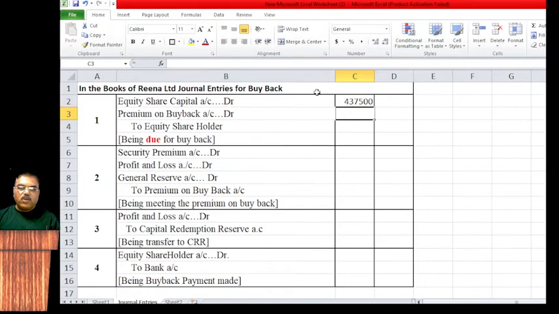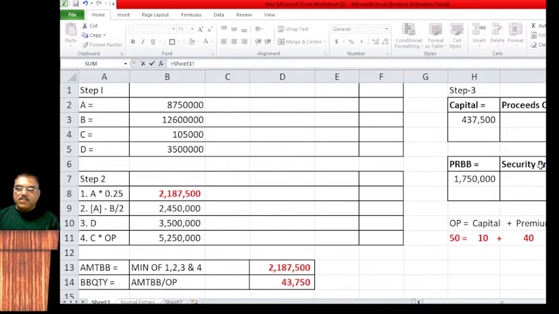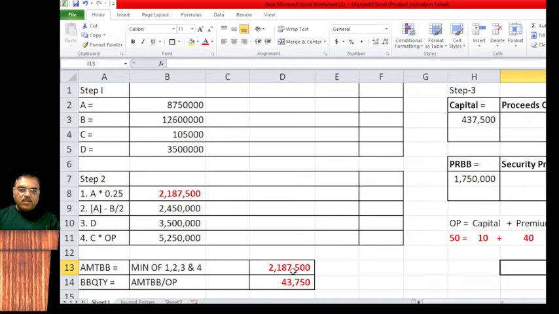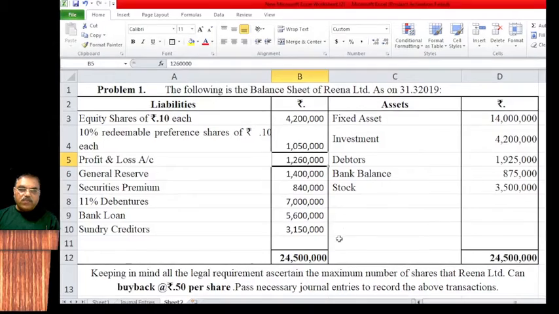4,37,500. Second amount you will get from premium on buyback, that is from here, to equity shareholders. So this is due to equity shareholders for buyback. Here you can take the total of this, that is nothing but 21,87,500. That is exactly the amount of buyback that we are going to pay to the equity shareholders.